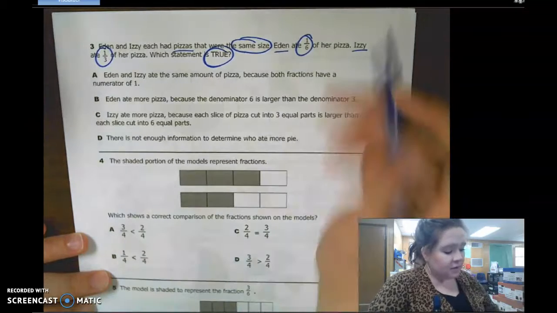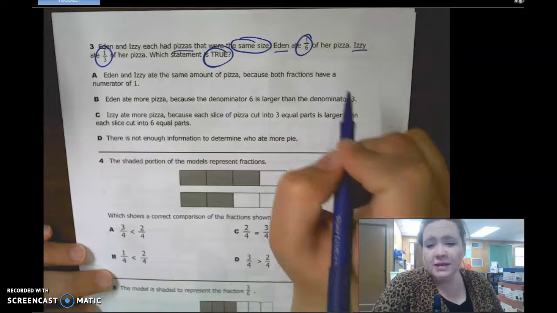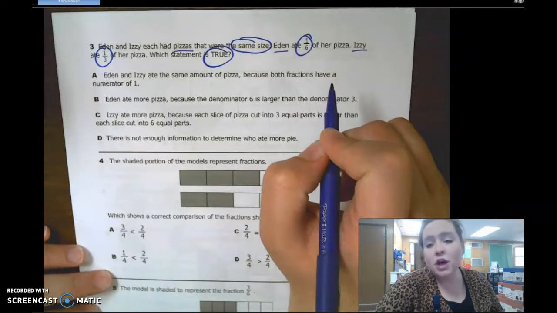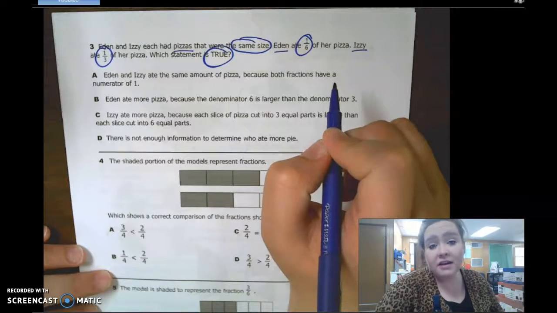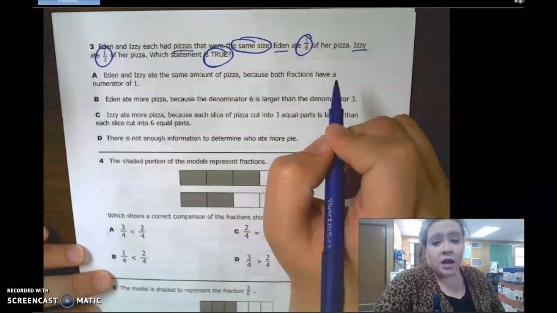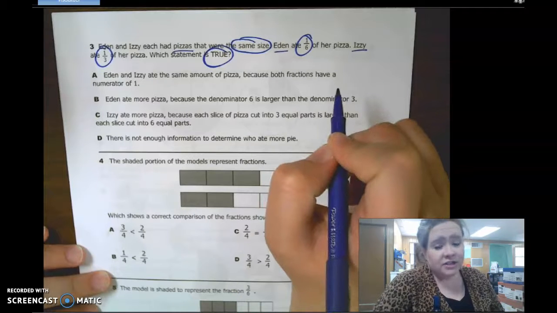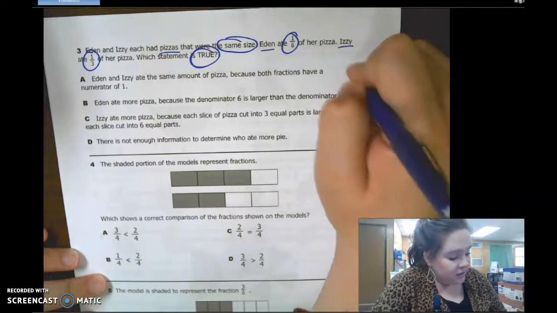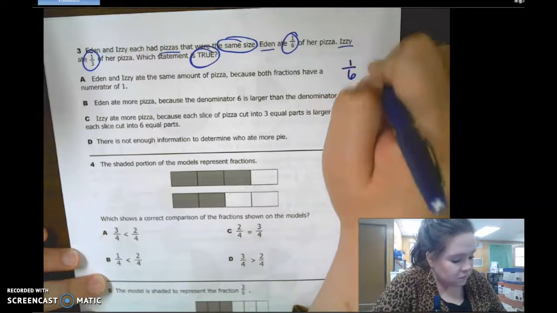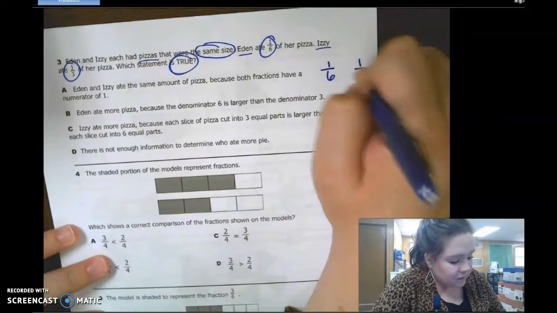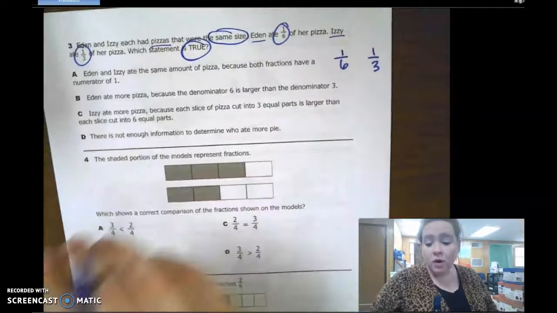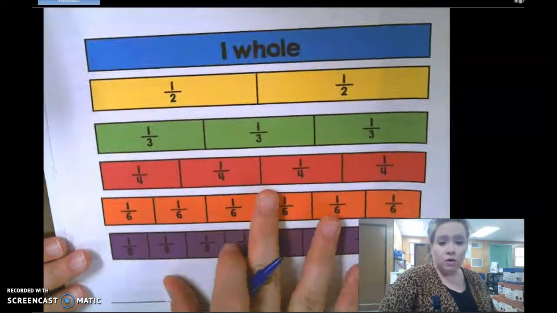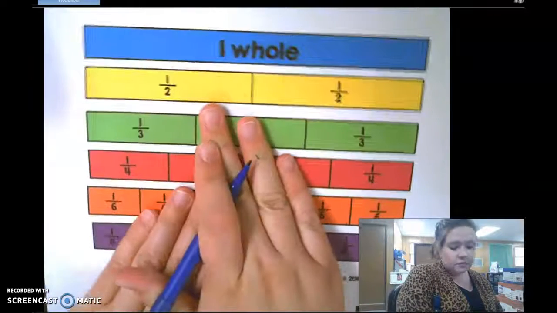All right? And I'm not going to draw a model because I don't want us drawing pictures, because our pictures don't come out correct and we can get a little bit off and confused by our drawings. So we're going to compare these fractions using our denominators. 1/6 and 1/3. If you want to, you can use your fraction strips to help you, okay? What do you know about 1/3 and 1/6? Which is larger?